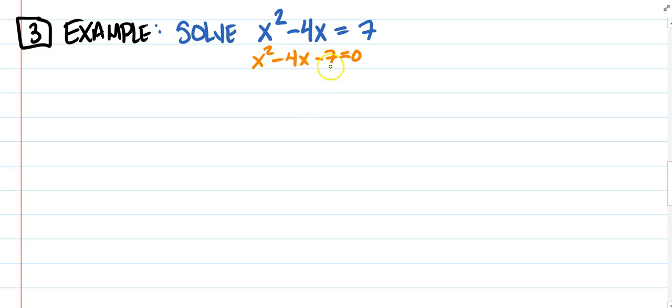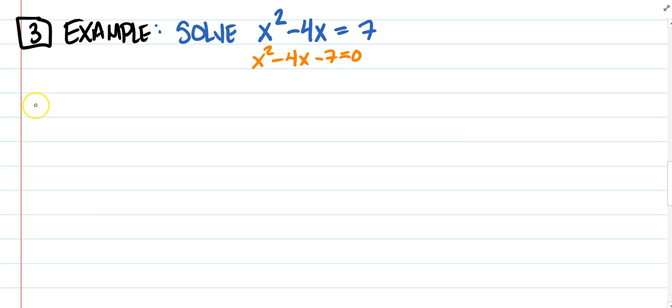You should realize that you cannot solve this by factoring, because the factors of 7 in no way can add up to a negative 4. We could use completing the square on this one because the b value is even, so it makes things a lot easier. But I do want to show you how to use the quadratic formula.